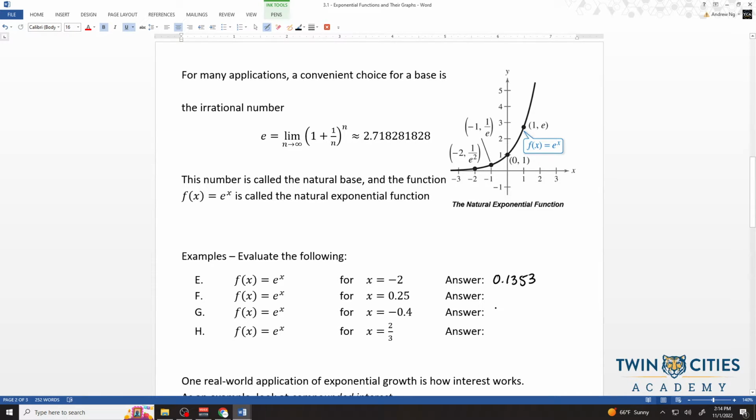The second one is 1.284. The third one is 0.67. And the last one here, 1.9477.